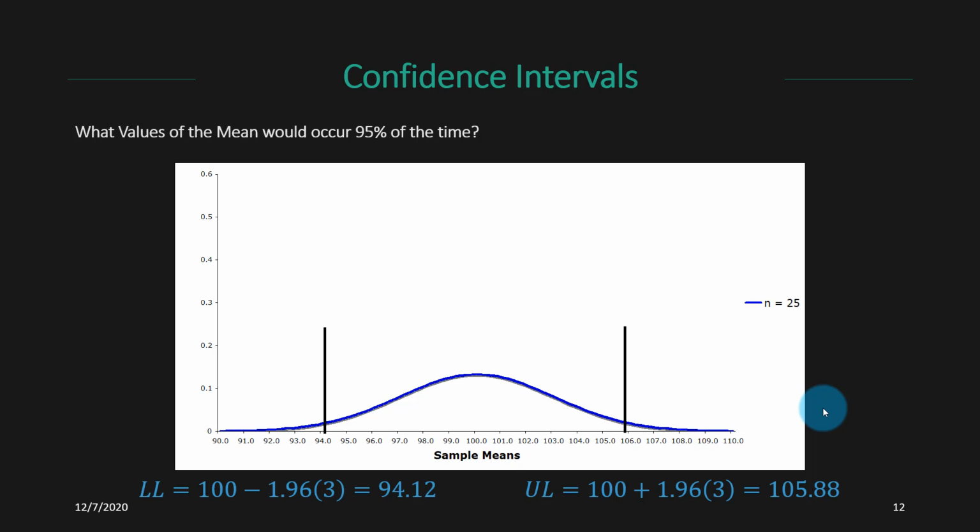So in our example, where we have a mean of 100 and a population standard deviation of 15, if we're taking samples of n equals 25, 95% of our sample means should fall between our lower limit of 94.12 and our upper limit of 105.88, because these are both within 1.96 standard errors of the true population mean, and therefore 95% of sample means will fall between them.